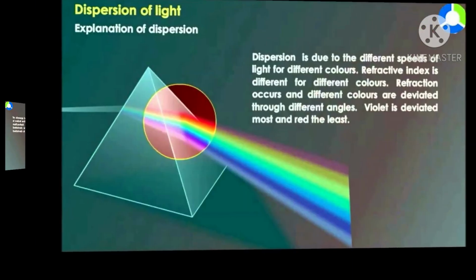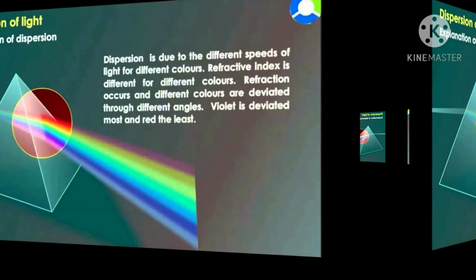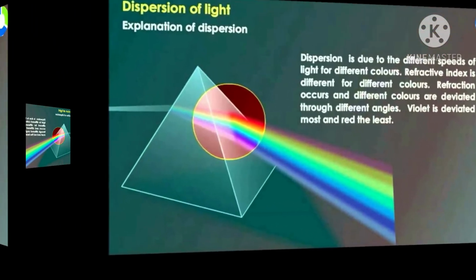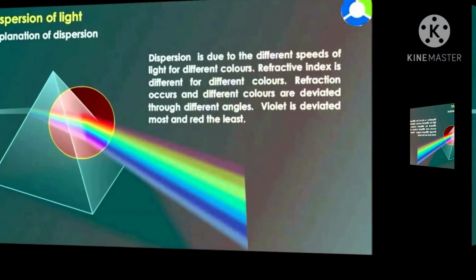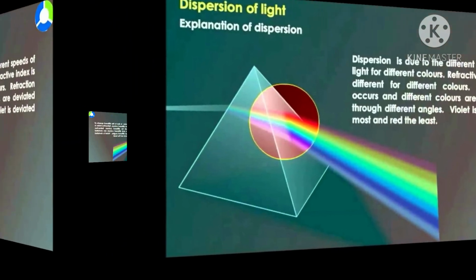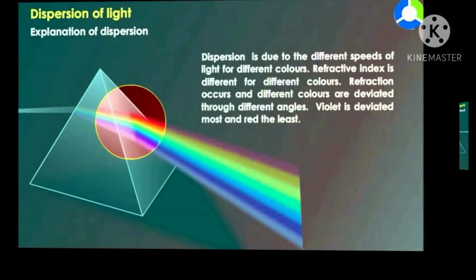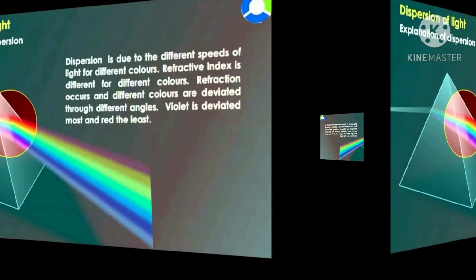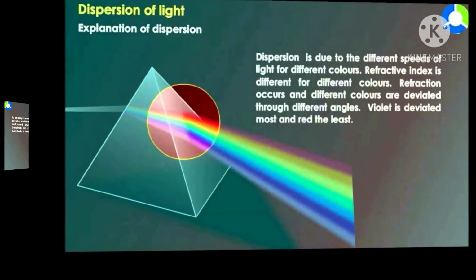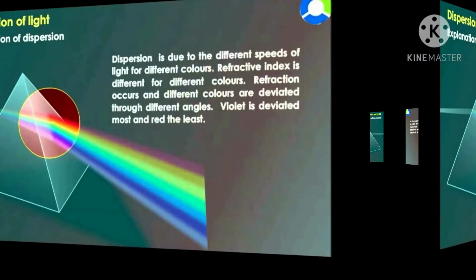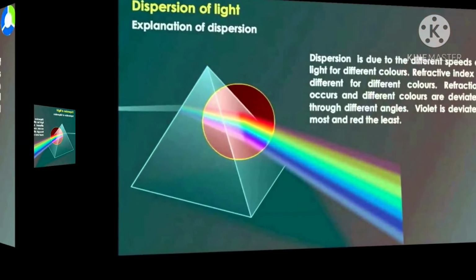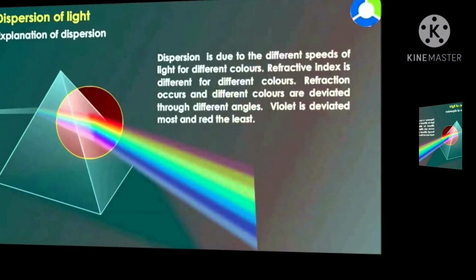Now the next topic is dispersion of light. The phenomenon of splitting of white light into its component colors on passing through a transparent medium like a glass prism is called dispersion of light. The next is spectrum of white light. The band of 7 colors formed on a white screen when white light passes through a prism or any transparent medium is called spectrum of light.